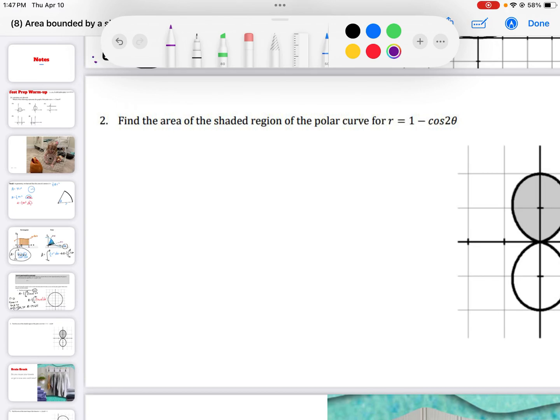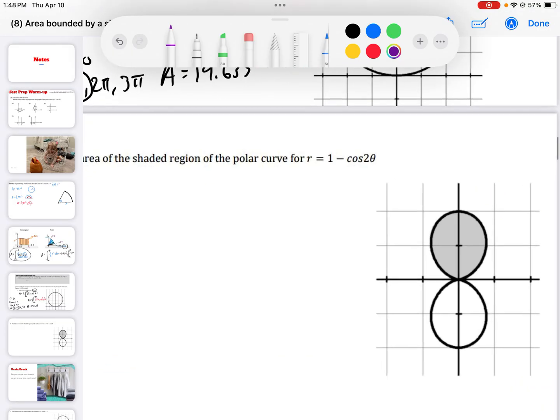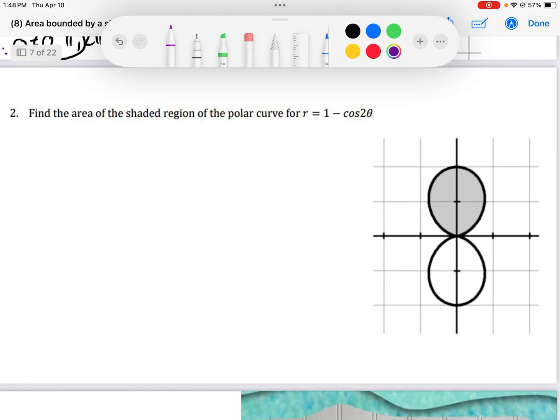All right, in this example, it says, find the area of the shaded region of the polar curve that's given to us by r is equal to 1 minus cosine 2 theta. All right, so let's see. This one's a little tricky. I only want to know one of them, right? So it looks like it's going to be from 0, and it goes up here, swipes it out, and ends at pi. That's just kind of what I'm thinking.